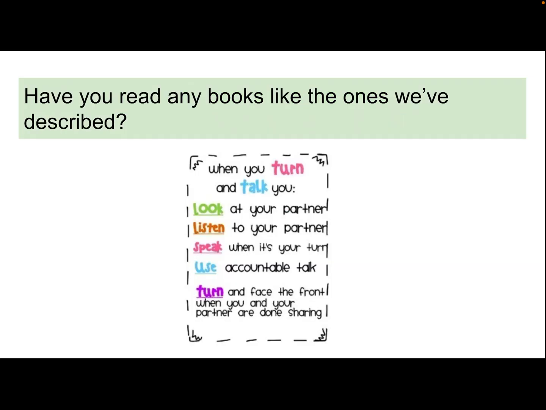Have you read any books like the ones we've described, where the author has put events in order? Why don't you turn and talk to a partner and tell them about the book? Remember to look at your partner, listen to your partner, speak when it's your turn, and use accountable talk. That means making sure that you talk about the topic. Okay, and then when you're finished, you can turn and face the front, but your teacher will let you know what to do when you're finished.